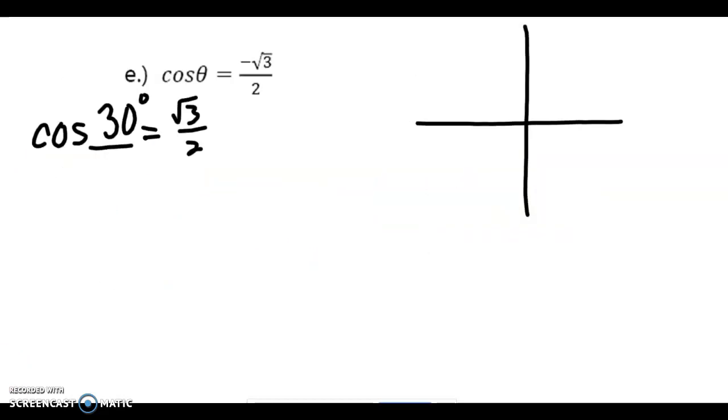So we said, using our chart from section 6.2, that at 30-degree angles, cosine was radical 3 over 2. We have to take into consideration this negative right there. And we have to figure out which quadrants we're looking at for angles that have a negative cosine. So first quadrant, everything's positive, right? And what other quadrant is the cosine positive in? Fourth. So we're looking at angles in the second and third quadrant. So we need to draw a triangle in each one of those.